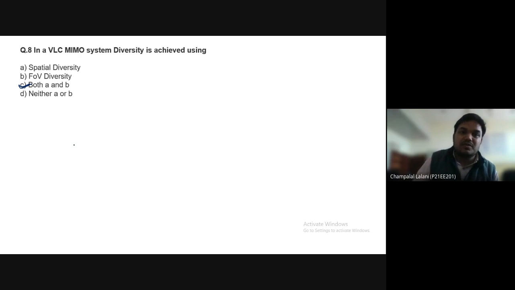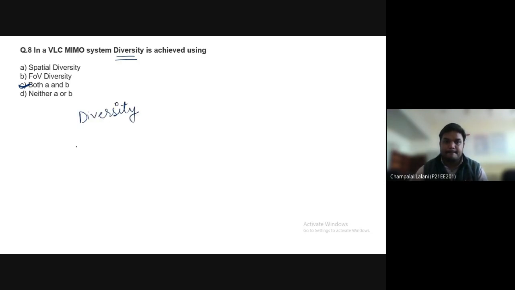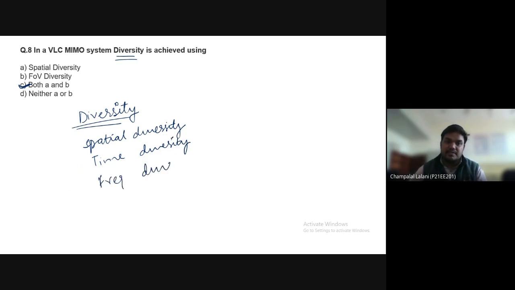So let's try to understand what diversity is here and how many types of diversity there are. Diversity can be spatial diversity, time diversity, or frequency diversity. What is the difference between spatial, time and frequency diversity? Can anyone answer this question?